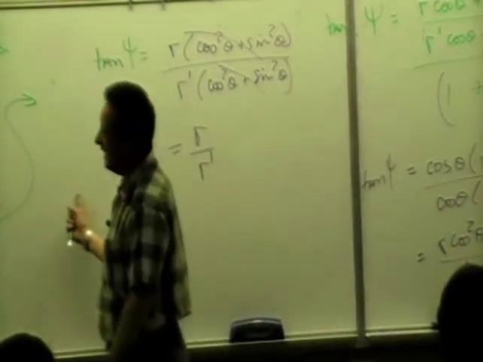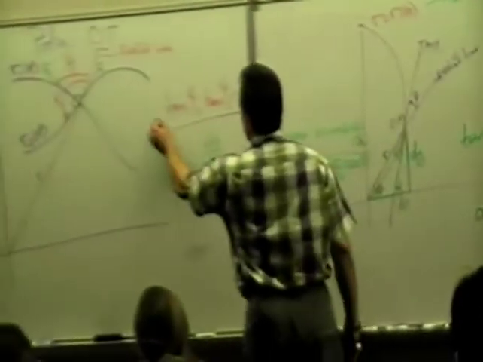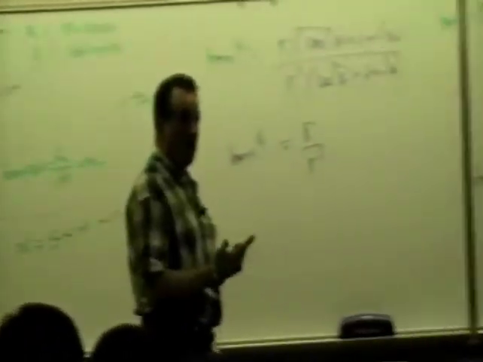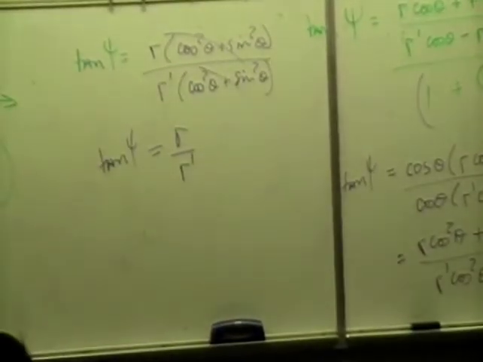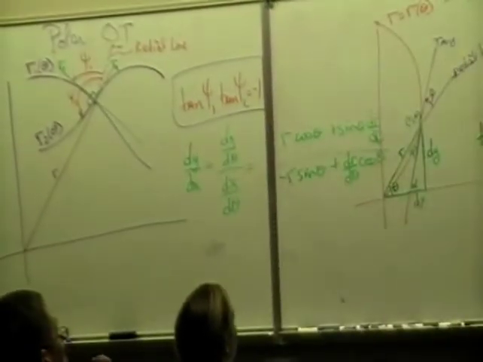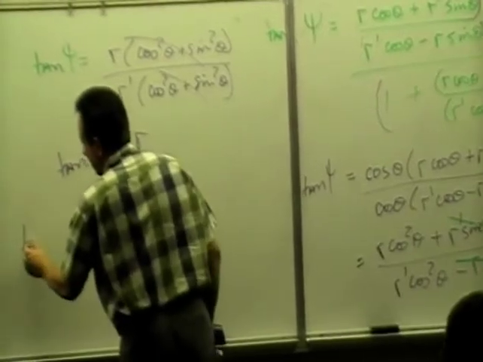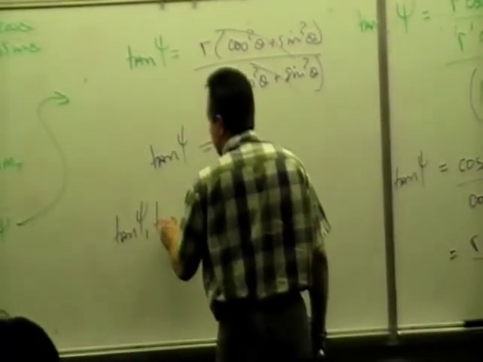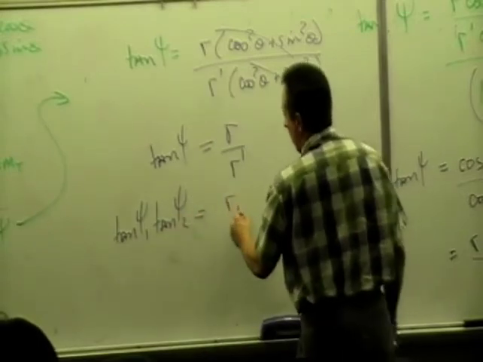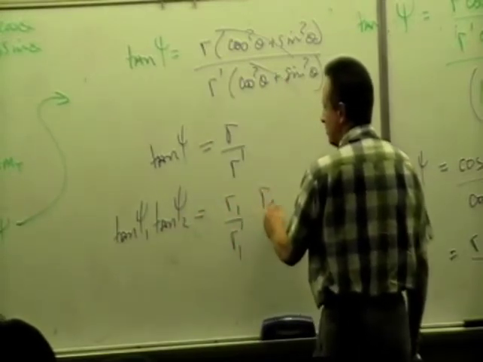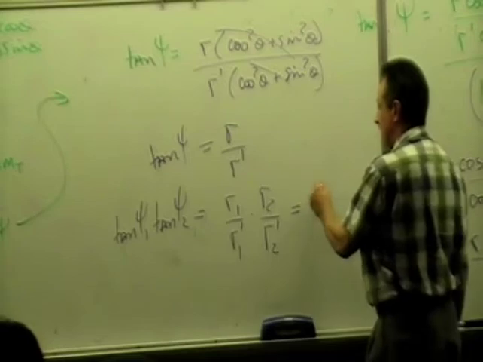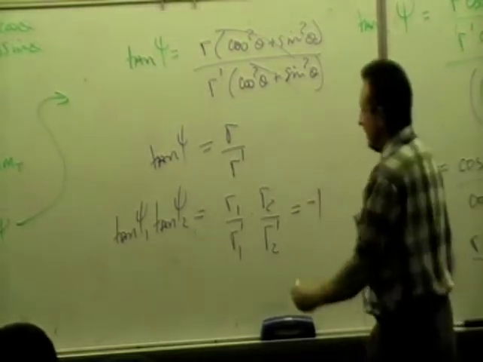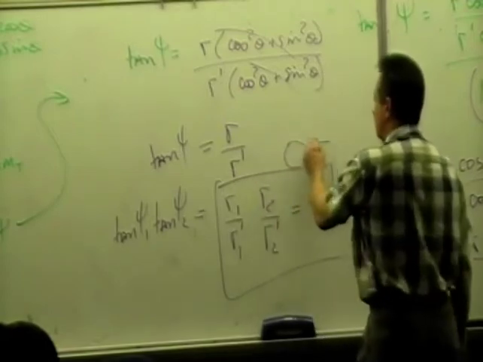Now, folks, we wanted to use the tangent of psi 1 times the tangent of psi 2 equaling negative 1. That's what we found had to be the case to prove that two polar curves are orthogonal trajectories of each other. Well, the tangent of any psi is r over r prime. So the tangent of psi 1 times the tangent of psi 2 will be r1 over r prime 1 times r2 over r prime 2. And what does that have to equal? Negative 1. So this is now the relationship for orthogonal trajectories in polar.